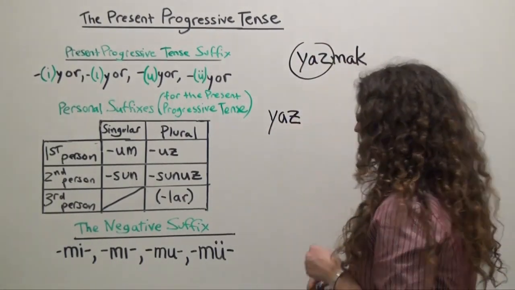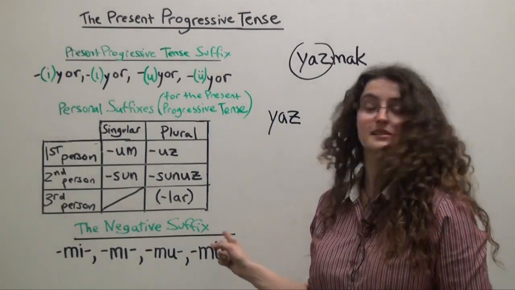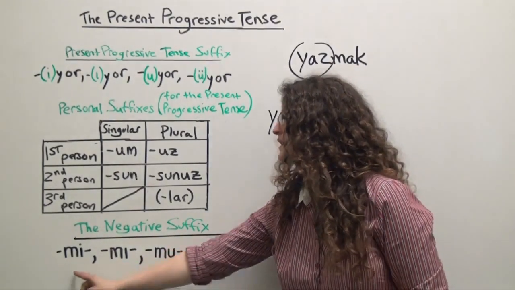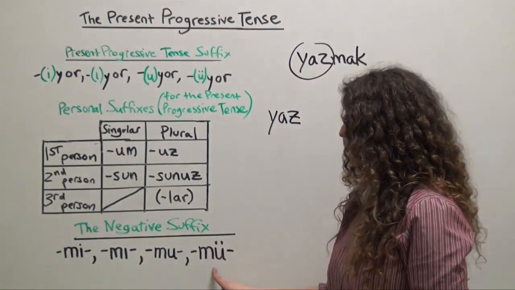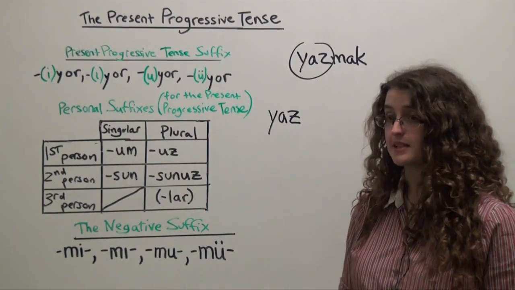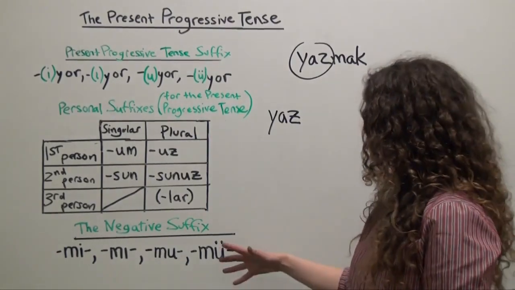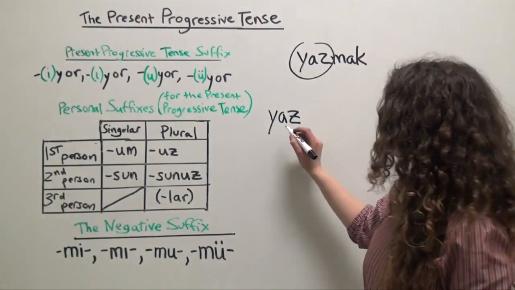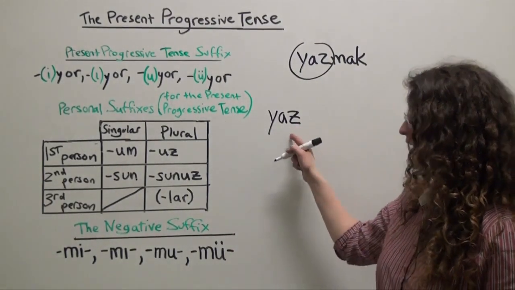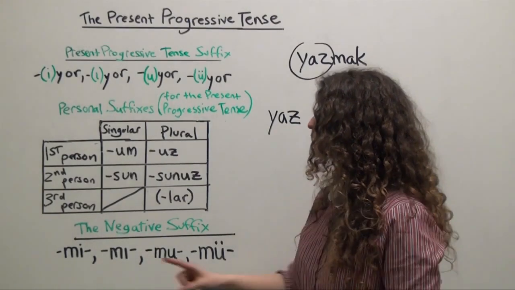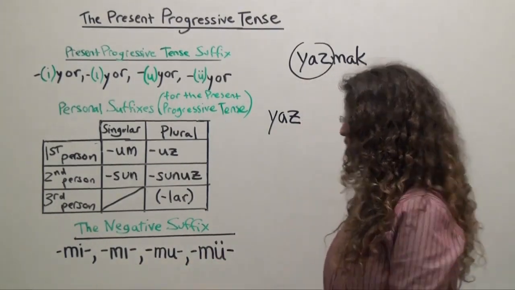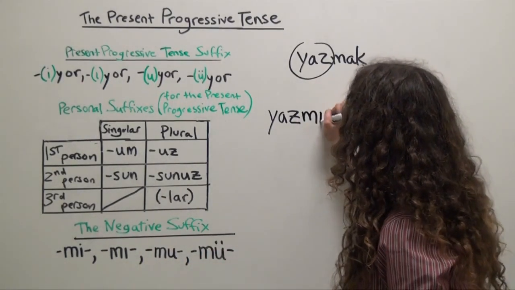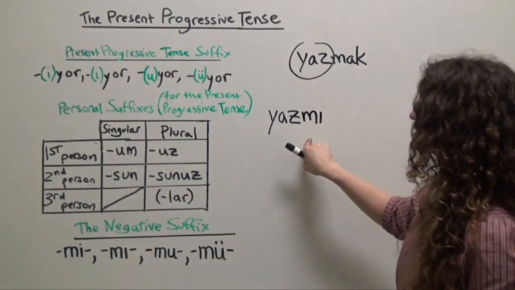and then we add something called the negative suffix. The negative suffix in Turkish takes 4 forms: mi, mı, mu, and mü for the present progressive tense. And we'll choose which one we're going to use according to the rules of 4-way vowel harmony. Because the vowel in our verb stem, yaz, is an a, we're going to choose mı according to our vowel harmony rules. So yaz, mı: verb stem, negative suffix.